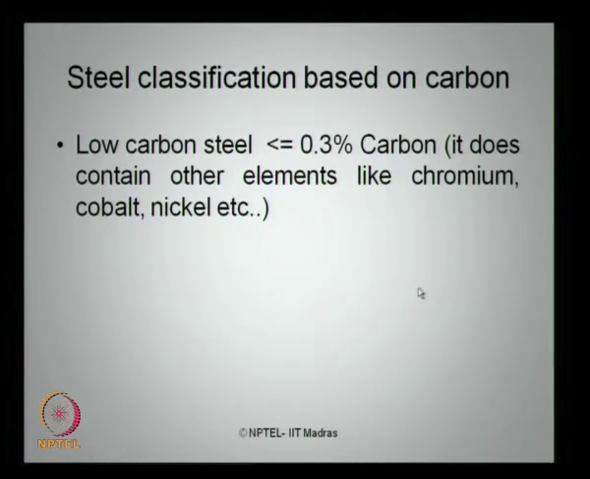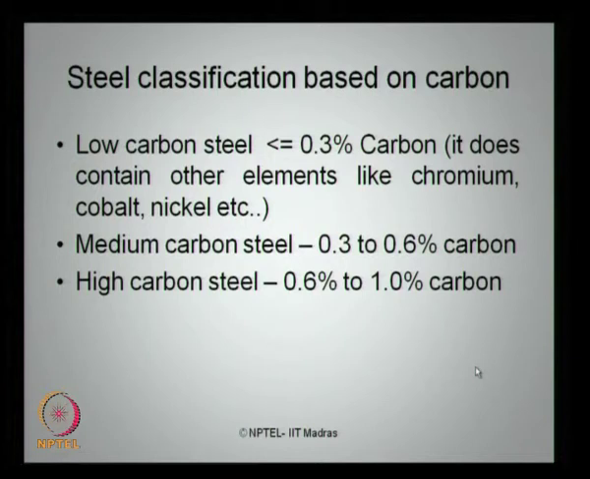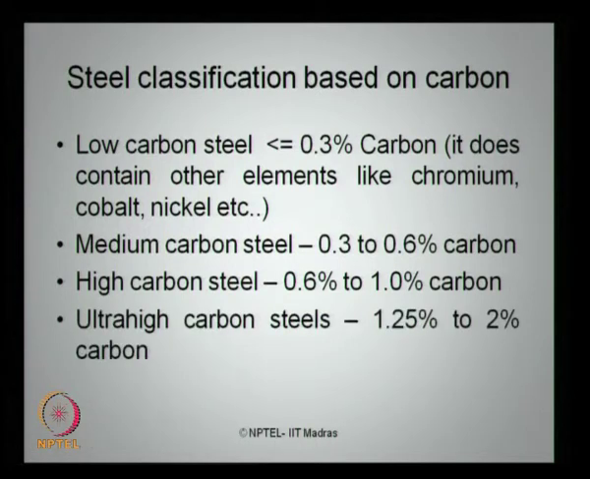Now, if you look at steel classification based on carbon alone, you can further classify this as low carbon steel, medium carbon steel and high carbon steel. Low carbon steel is the one which has less than or equal to 0.3% carbon. It does not contain other elements like chromium, cobalt and nickel, whereas medium carbon steel has a percentage of carbon varying from 0.3 to 0.6% and high carbon steel has content varying from 0.6 to 1% of carbon. So, carbon plays a very important role in altering the physical and structural characteristics of steel. You also have ultra high carbon steel which has a percentage as high as 2 in its chemical composition.